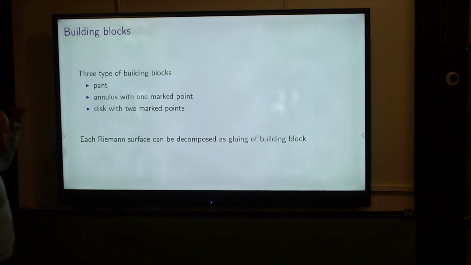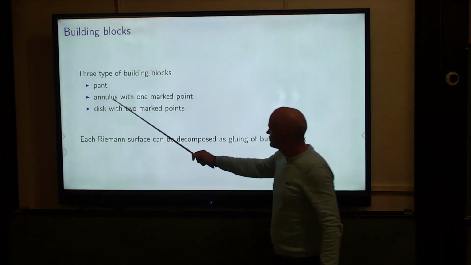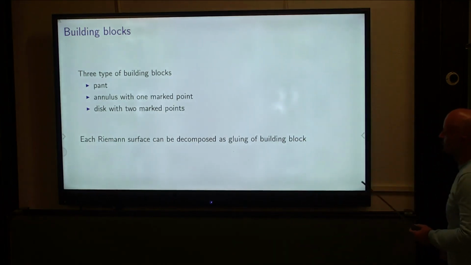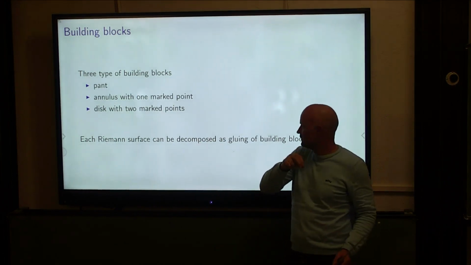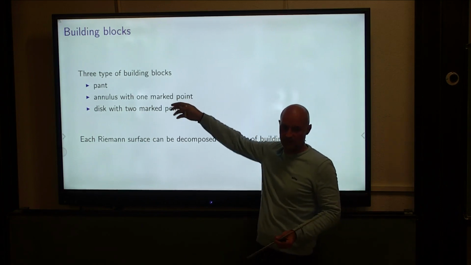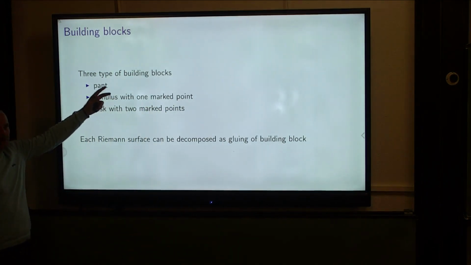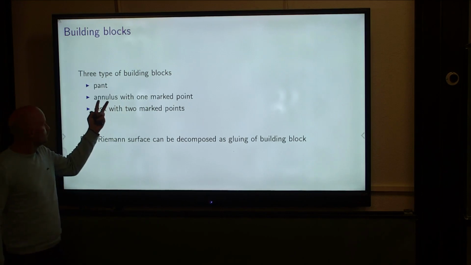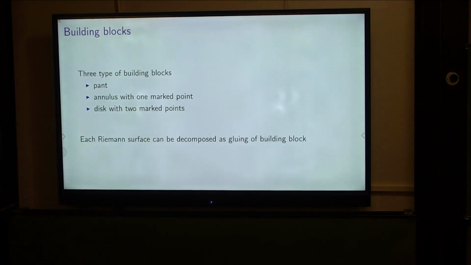Okay, so the building blocks. Basically, there are three types, but they are more or less the same. You have the pair of points, of course, but you have also the annulus with one mark point and the disk with two mark points. But if you think of a given mark point on a manifold as the end of a point, then all of this is just the same. So to have a pair of pants, you can either have 3 boundaries or two boundaries and one other boundary which is just a mark point, and the same for the disk. Okay, so this is just a pair of pants.